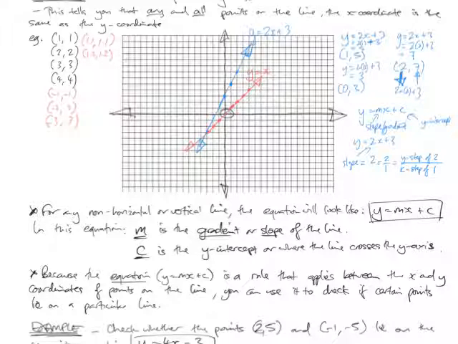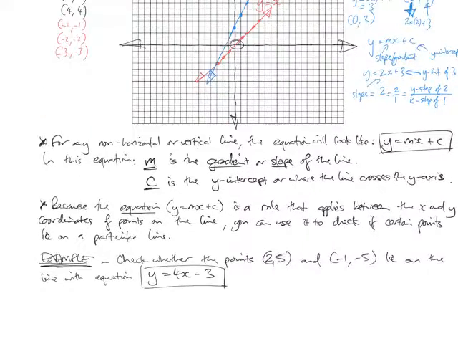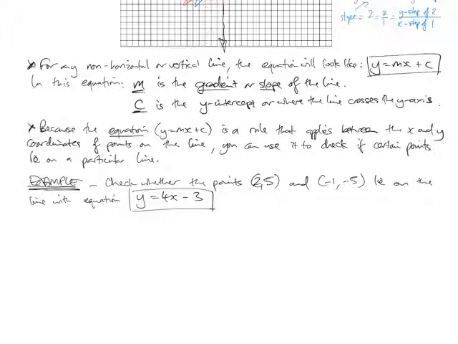Here, the c tells you the y-intercept of 3. Where does this line, y is equal to 2x plus 3, cut through the y-axis? Here, at y is equal to 3. So there, you can see what y is equal to mx plus c means when m is the gradient or slope of the line and c is the y-intercept.